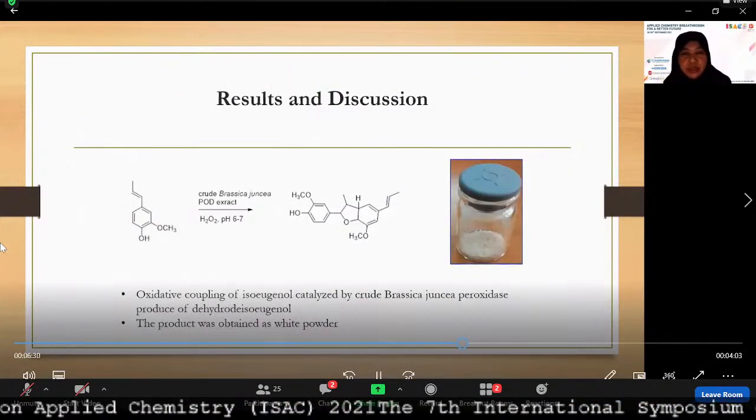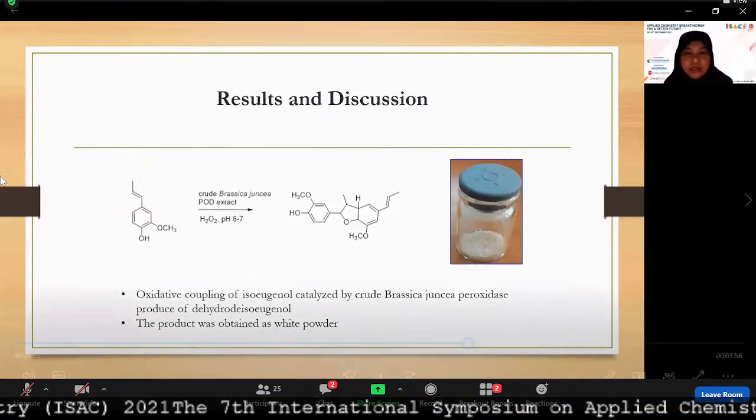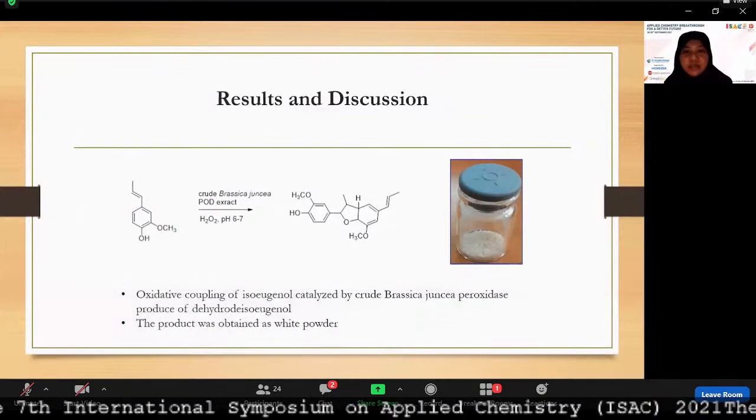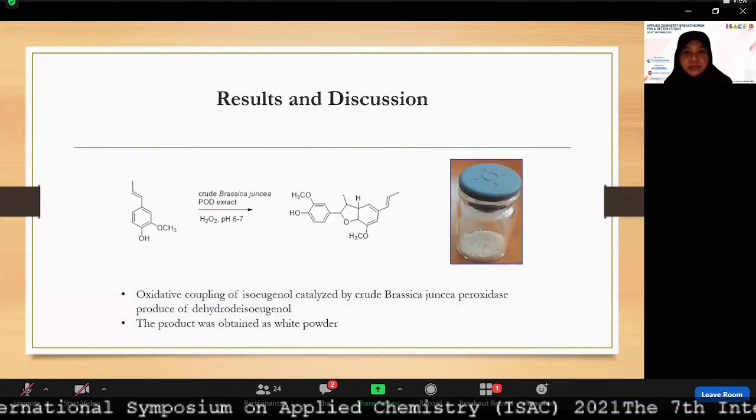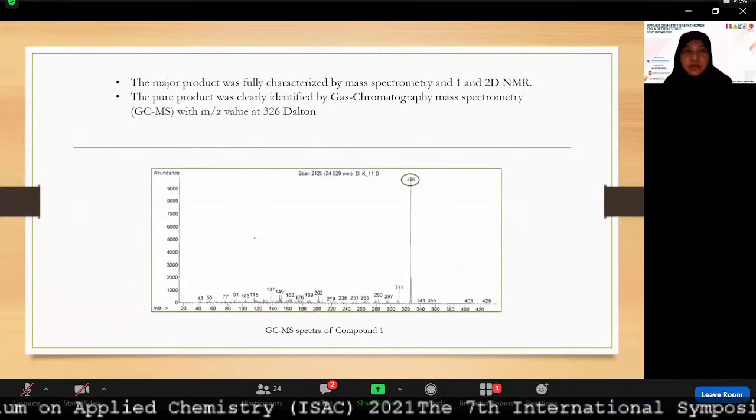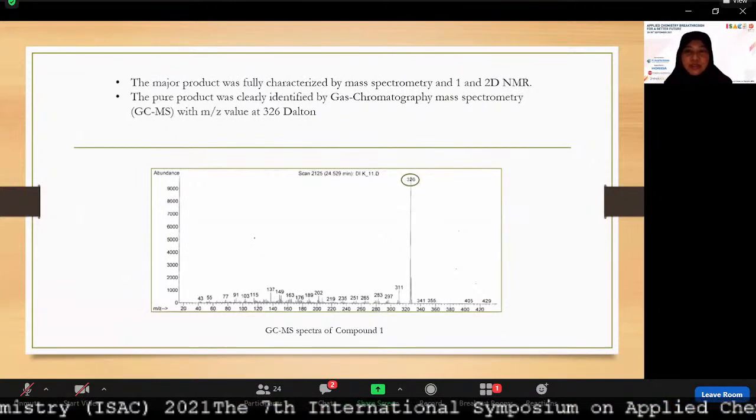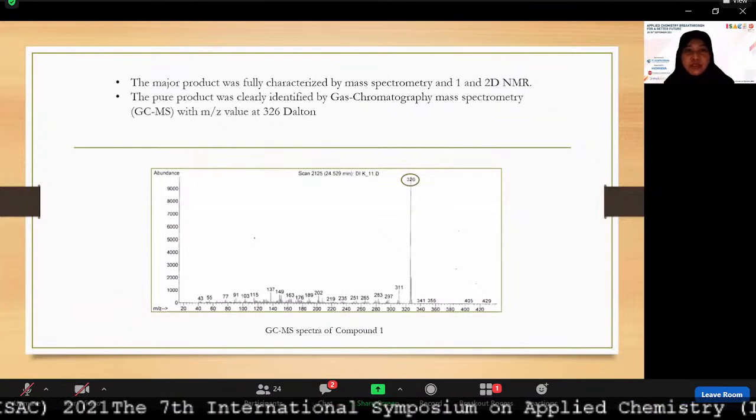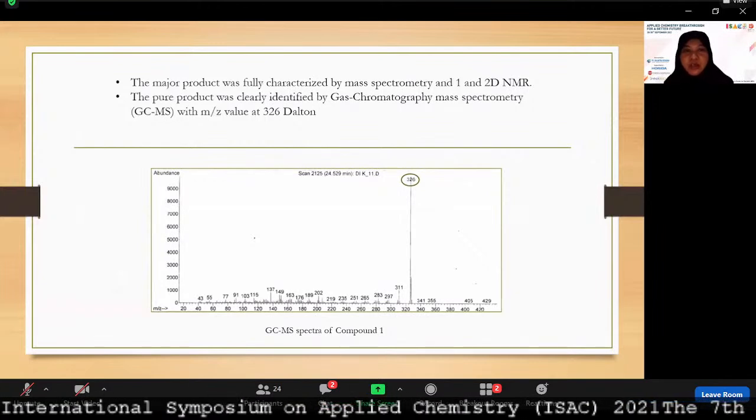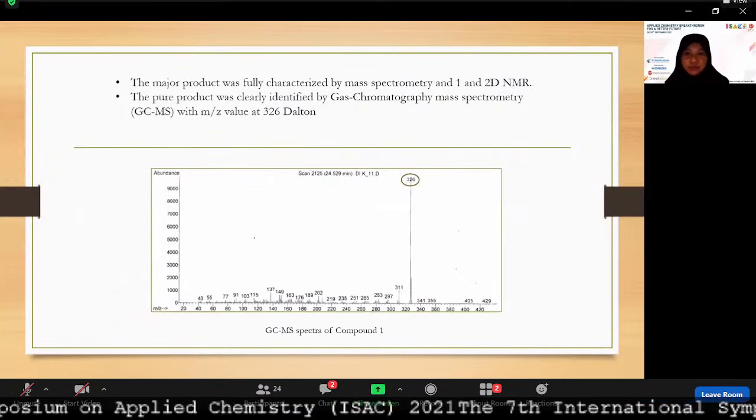Result and discussion. The oxidative coupling of isoeugenol catalyzed by crude Brassica juncea peroxidase produced dehydrodiisoeugenol. The product was obtained as a white powder. The product was fully characterized by mass spectrometry and one- and two-dimensional NMR. The pure product was clearly identified by gas chromatography mass spectrometry with an M-plus value at 326 Dalton.